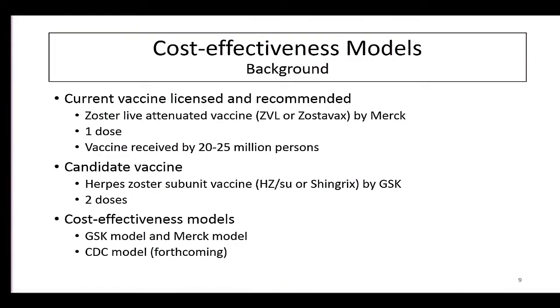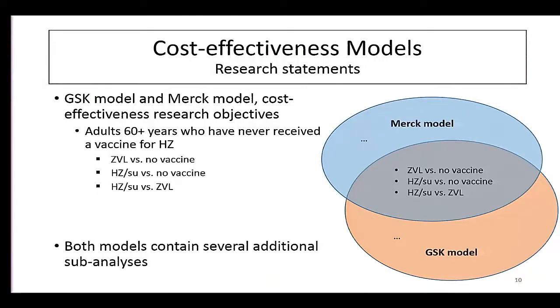So as I've said, there are two models we're talking about today, the GSK model and the Merck model, and then the CDC model is forthcoming. The research questions focused on in this presentation from the GSK model and Merck model are as follows. Looking at adults 60 years old and older who've never received a vaccine for herpes zoster, what is the cost effectiveness of the live vaccine versus no vaccine, the subunit vaccine versus no vaccine, and then the subunit vaccine versus the live vaccine. This last one, the subunit versus the live, I'll refer to as the head-to-head.